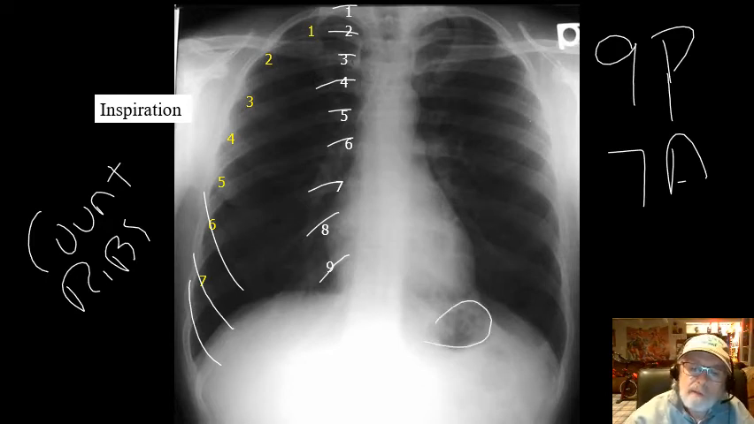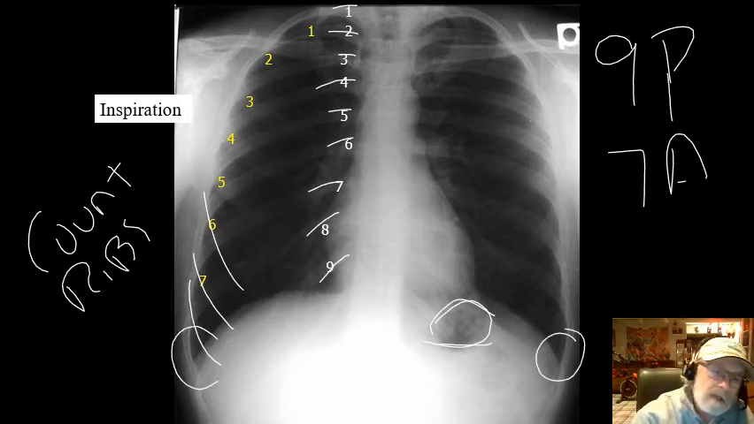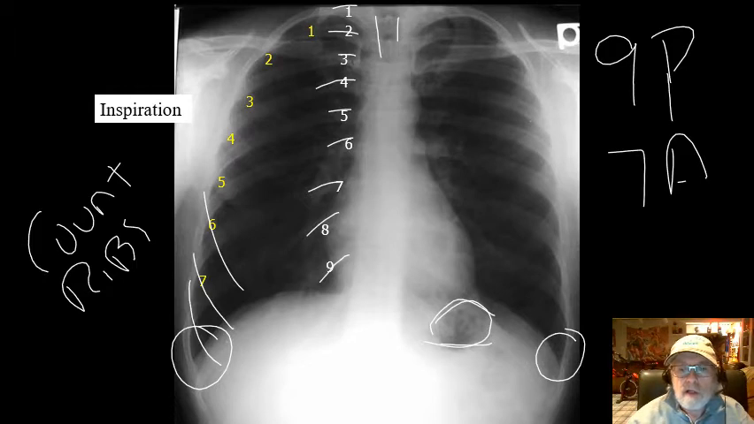Here's that gastric bubble. You don't see it quite as defined as we did before. Here are those costophrenic angles that we talked about before. You could still see the trachea right there. Okay. This x-ray might be a little rotated, I'm not crazy about it, but it's still okay.